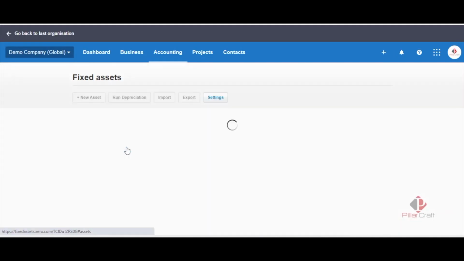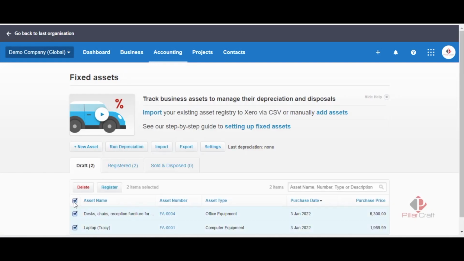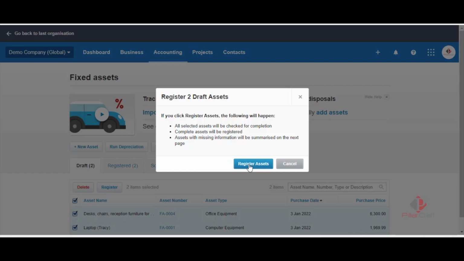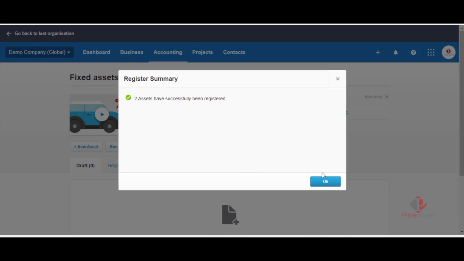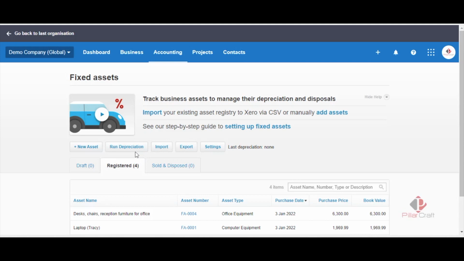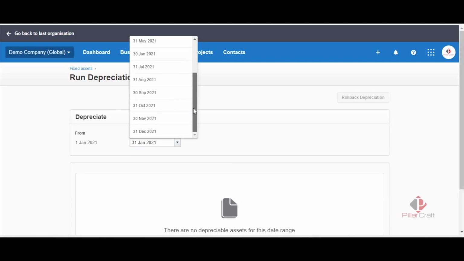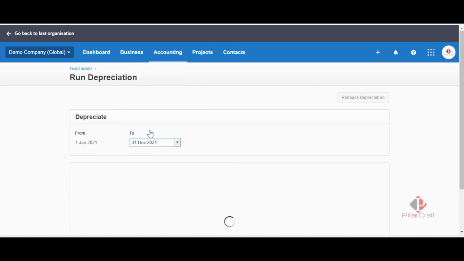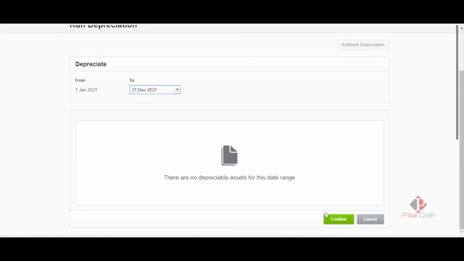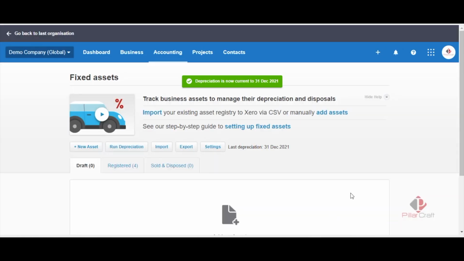So we go into the fixed asset, register the asset, and then we run depreciation. We want to run depreciation to the end of the year, which is 31st December 2021, and then we'll confirm. Now, what Xero will have done at the back end is that Xero will have performed the journal entry between your assets and your profit and loss account. Will have done those journals by posting depreciations for you.